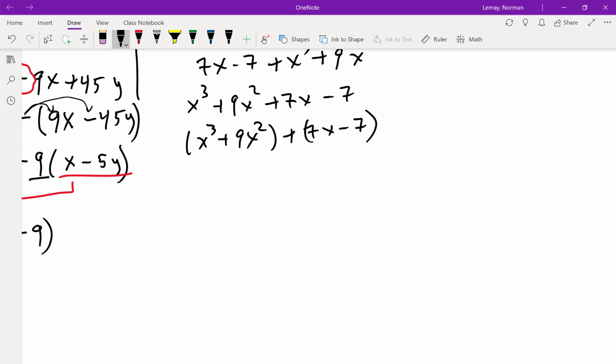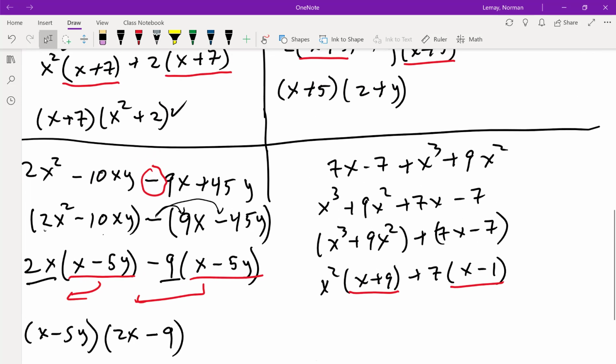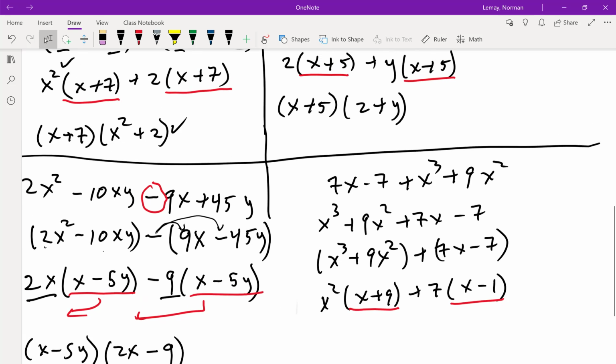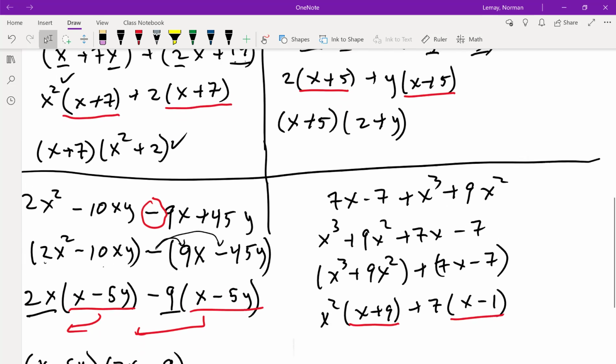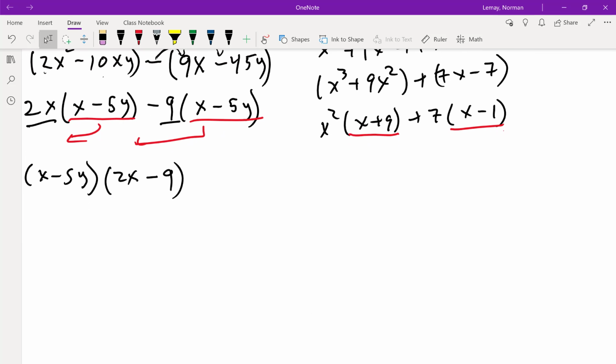So here in our first grouping, we've got x squared, so we're left with x plus 9, plus 7 times x minus 1. So here we can observe that these are not the same. Like everything else, as you go back, when we got to this point on grouping and then factoring out the greatest common factor in each grouping, we had these guys here being the same, and here they're not. So we cannot fully factor this one as a product of factors.